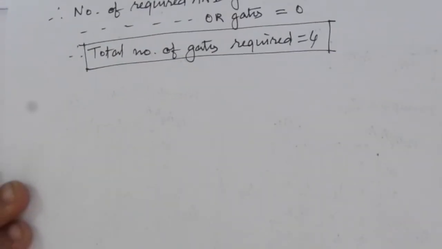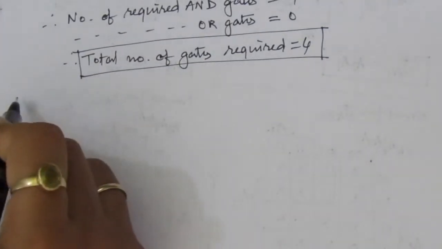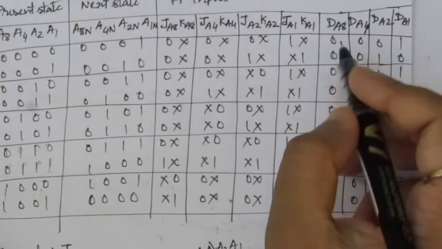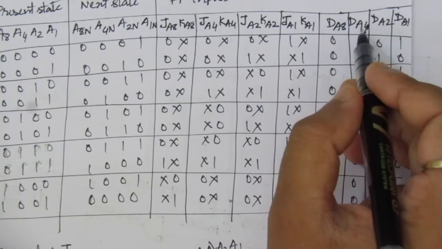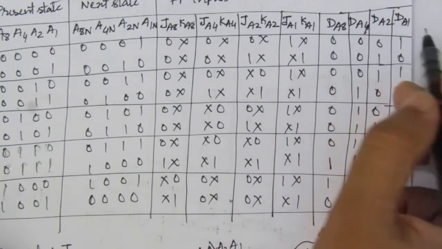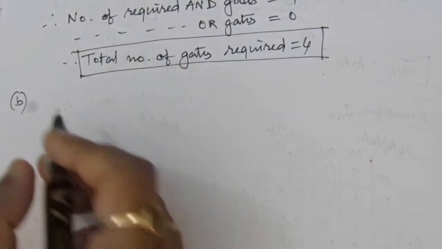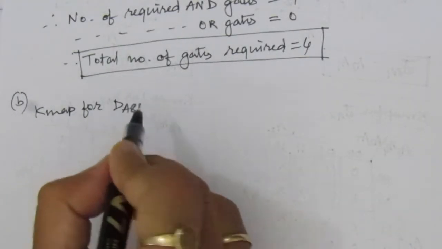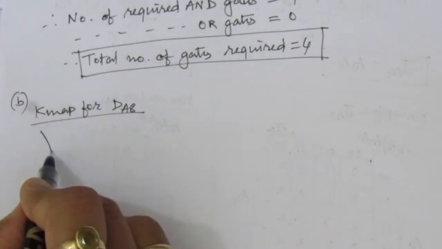Now let us go to the second part of the problem, part B. In the second part of the problem we have to find the expressions for DA8, DA4, DA2 and DA1. So we have to again make a K-map for DA8. Here also we'll have a 4 variable map.